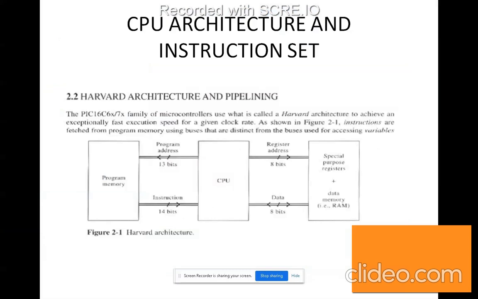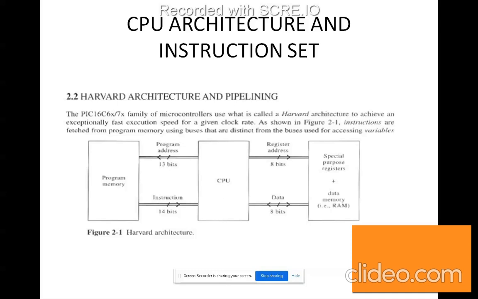So every microcontroller architecture's basic component will be your CPU. First we are going to see the CPU architecture. The type of architecture used here is Harvard architecture. Von Neumann and others, you have many types. In the PIC family, we use Harvard architecture for the CPU to achieve fast execution speed for a given clock rate.